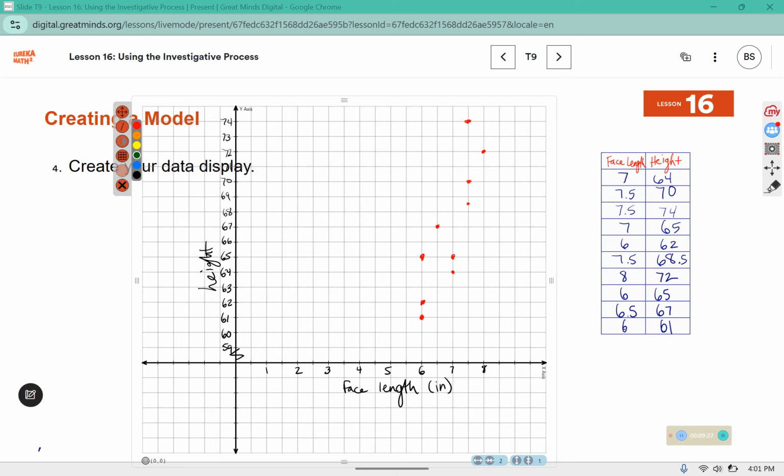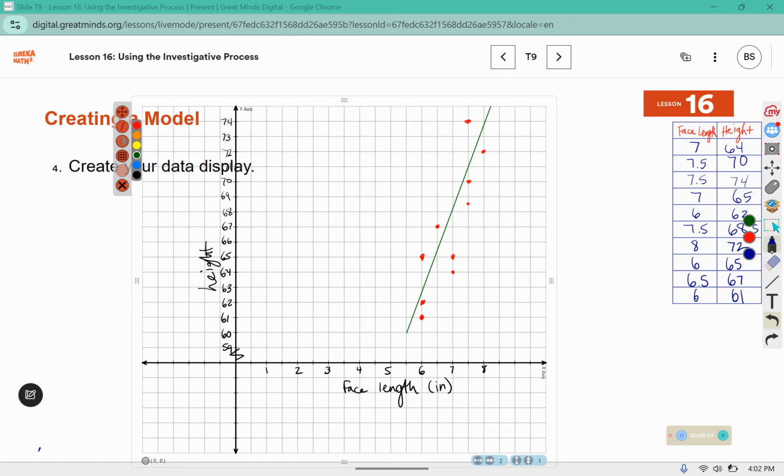Then we'll draw our line of best fit, or our trend line. I want to make sure that it's as close to the points as possible. Now let's examine our trend line to see if we can figure out what the slope would be to help us answer our statistical question.